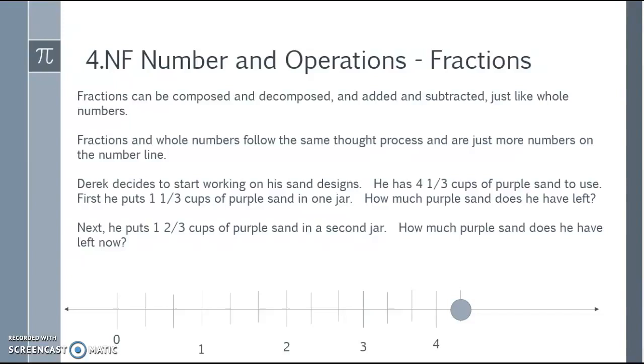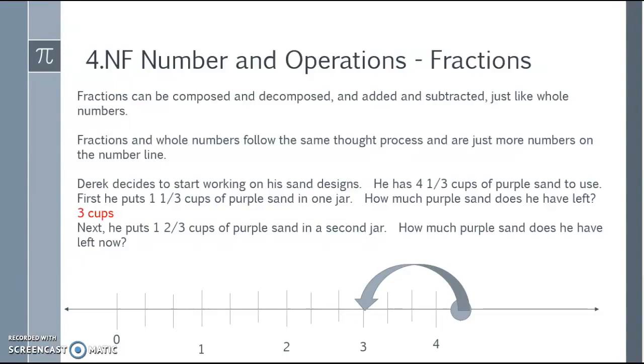So now we need to subtract 1 1/3. So I count over to the left, so subtract. I take away 1 copy of 1/3, which brings me here, and now I take away a whole unit, which brings me to 3. So now he has 3 cups left.